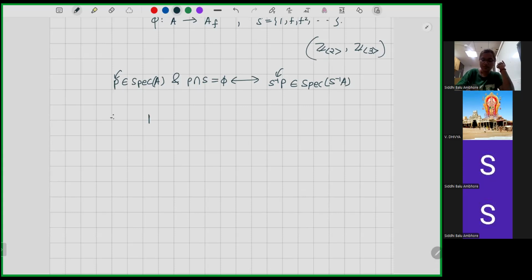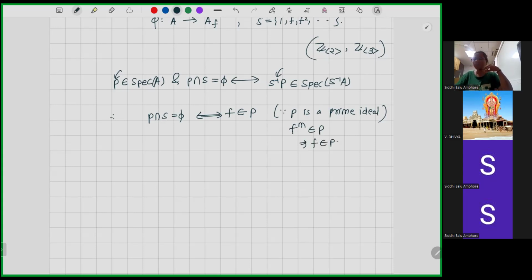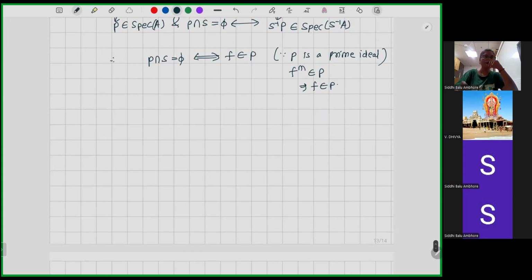So P intersection S being empty is equivalent to F not belonging to P, right? Because P is a prime ideal, 1 doesn't belong to P, and if some power of F belongs to P, then this will imply that F belongs to P. So this is equivalent to saying that F doesn't belong to P. The set of P in Spec A with F not in P is in one-to-one correspondence with Spec A_F.